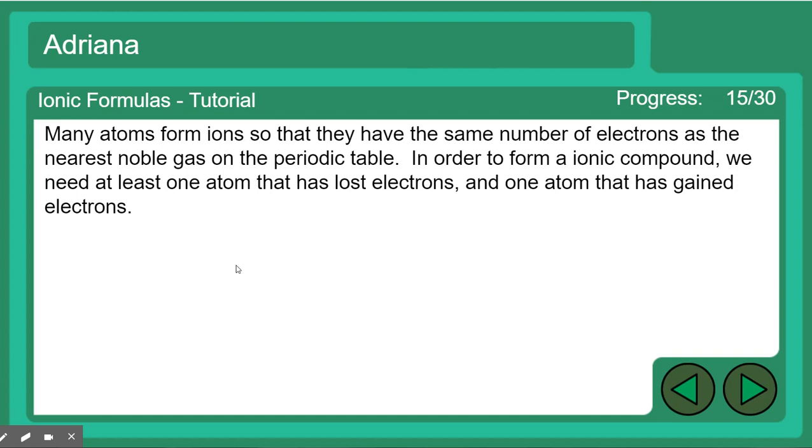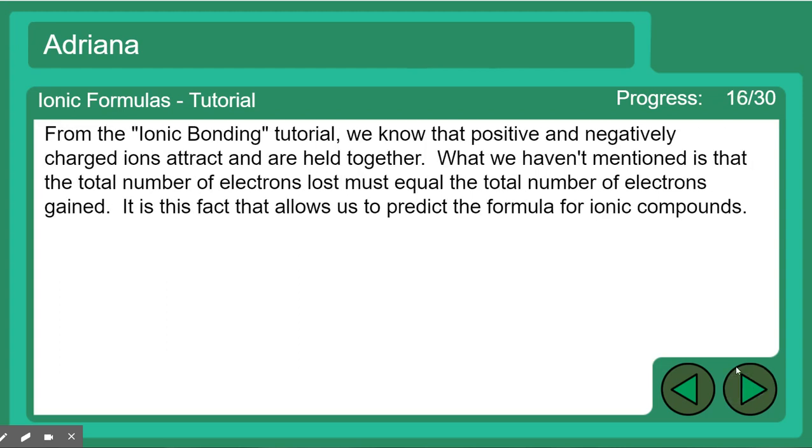Many atoms form ions so that they have the same number of electrons as the nearest noble gas on the periodic table. In order to form an ionic compound, we need at least one atom that's going to lose electrons, and we need at least one atom that has gained electrons. The reason is that's why they become attracted to each other. That is the basis of the ionic bond: we need one atom that's overall positive charge and at least one atom that's overall negative charge so that they can have an ionic bond.